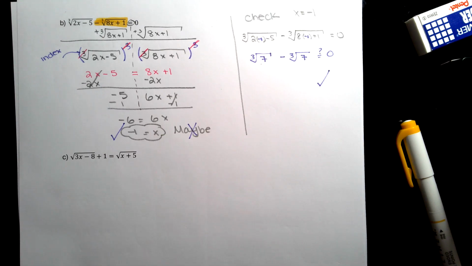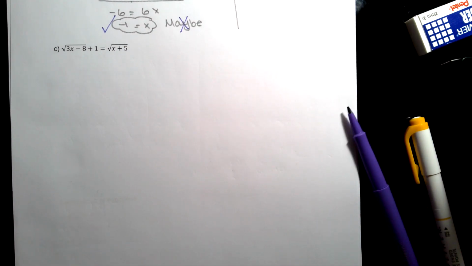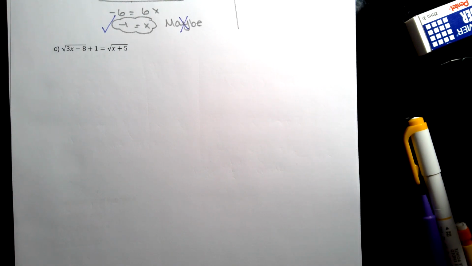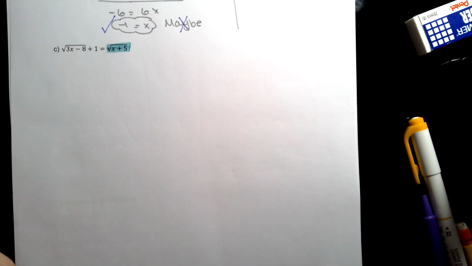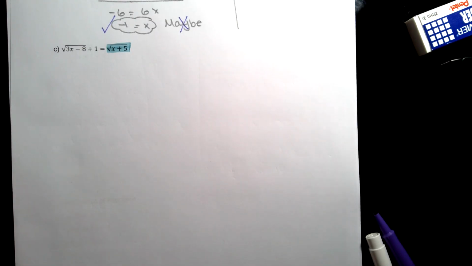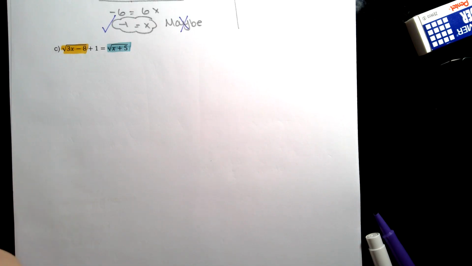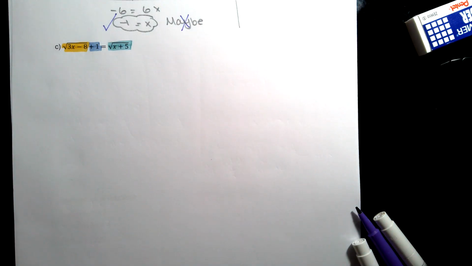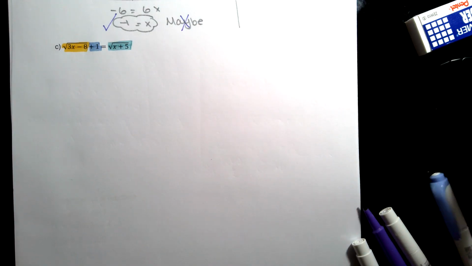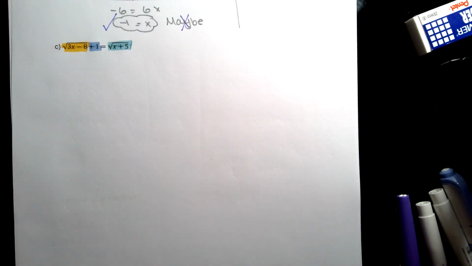Okay, moving on. C. Now for C, I want you to take a note that on one side we do, yes, have the square root on its own. On the other side, we actually have two things. We have the square root of 3x minus 8, and, again, there's a big and here, we have this plus 1. So because we have this plus 1, this is a binomial, so this is a question that was going to take us 2 rounds to solve.